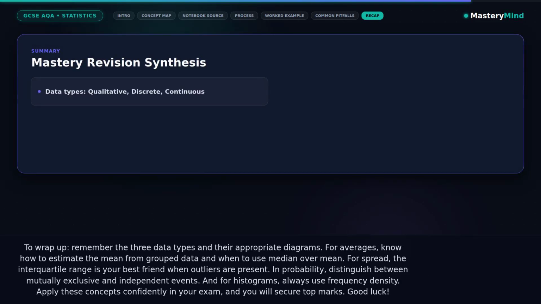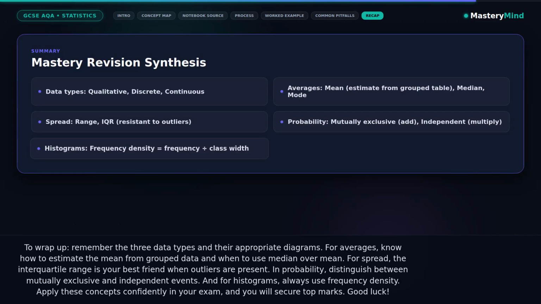To wrap up, remember the 3 data types and their appropriate diagrams. For averages, know how to estimate the mean from grouped data and when to use median over mean. For spread, the interquartile range is your best friend when outliers are present. In probability, distinguish between mutually exclusive and independent events. And for histograms, always use frequency density. Apply these concepts confidently in your exam, and you will secure top marks. Good luck!